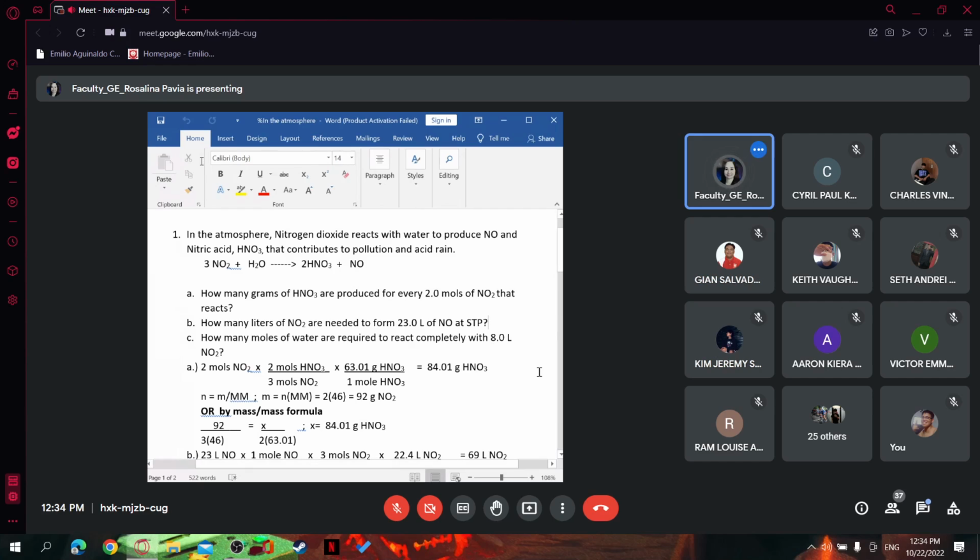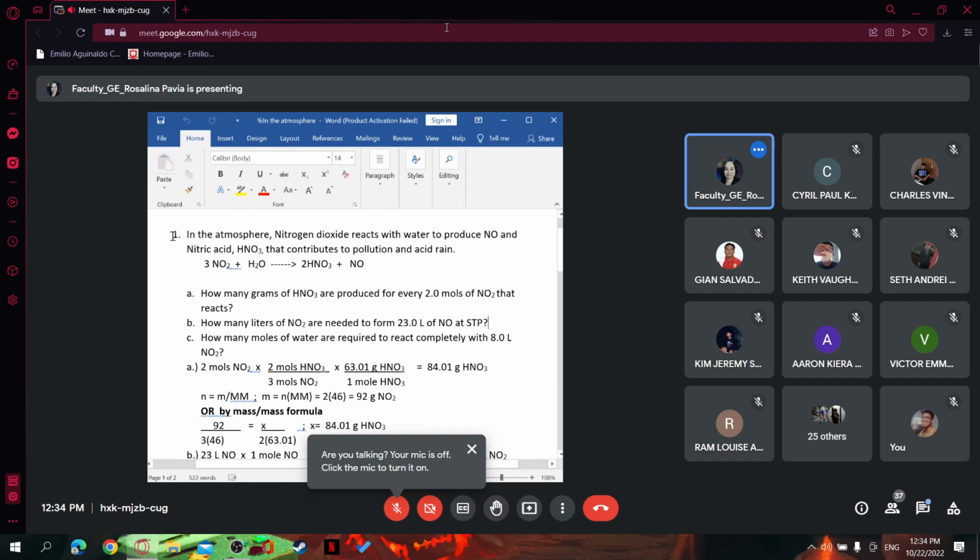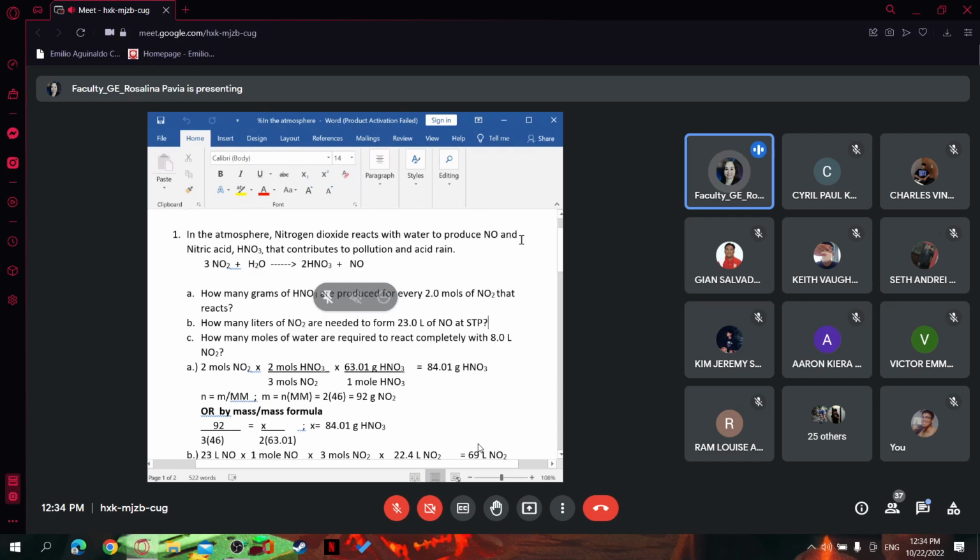Okay, let's proceed with the limiting reactant. Another example comparing dimensional analysis and the use of formulas. In the atmosphere, nitrogen dioxide reacts with water to produce nitric oxide and nitric acid. Actually, we have solved this in my previous class. I did not just remove it, para mabilis yung discussion.